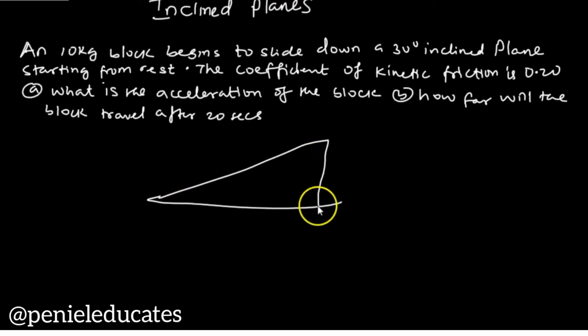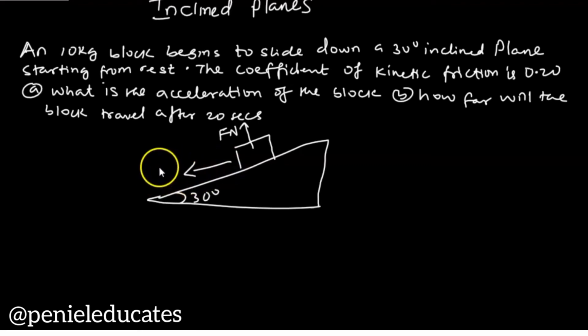Then we're asked to calculate the acceleration of the block and how far the block would travel after 20 seconds. Once you're given the coefficient of friction, you should know that the body is acting under the influence of friction. The angle is given as 30 degrees. Don't forget we have components of the normal force acting up. It's said to be beginning to slide down.